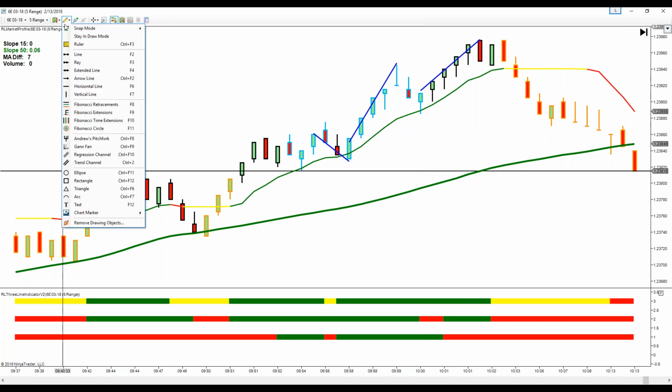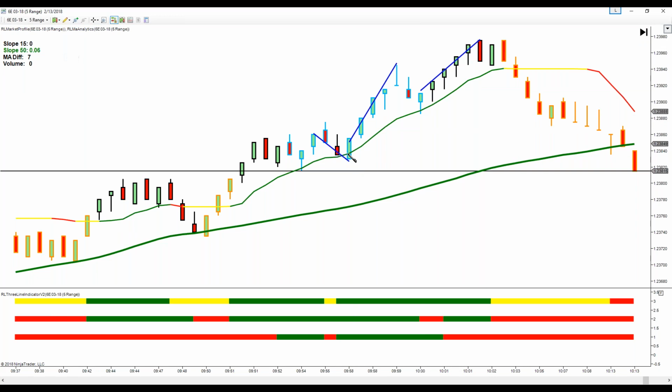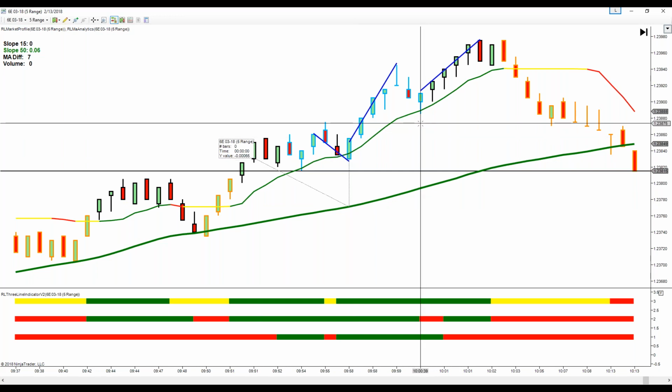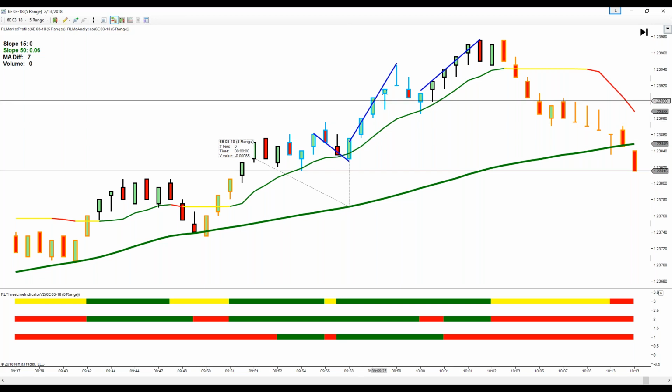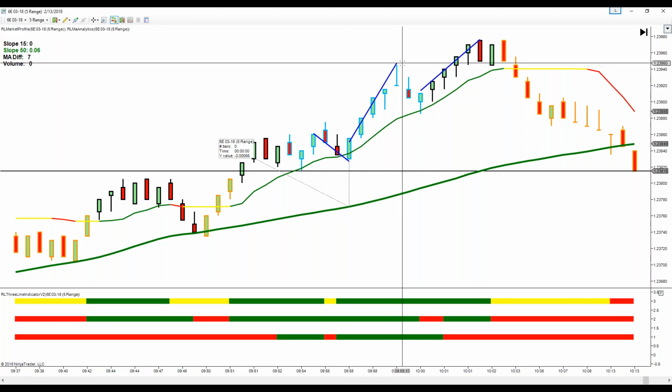And speaking to you, Ford, the MA diff here is only 13. Small. This is a riskier trade. This is the one we would anticipate would have low risk and high reward.